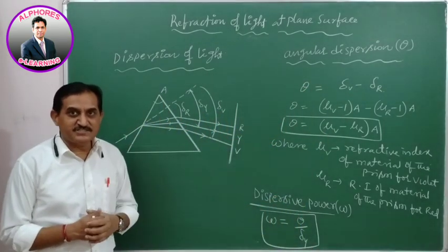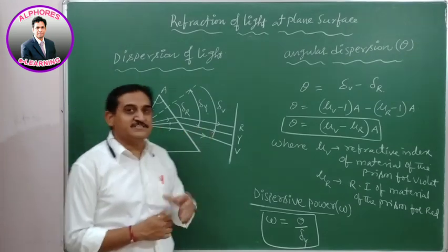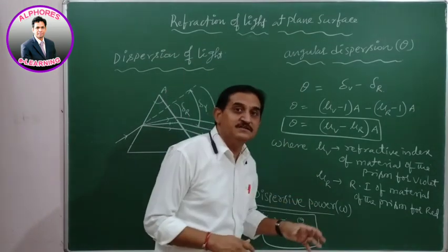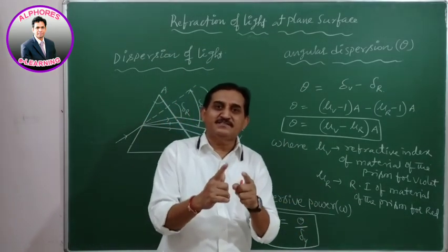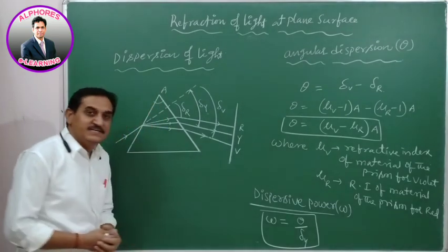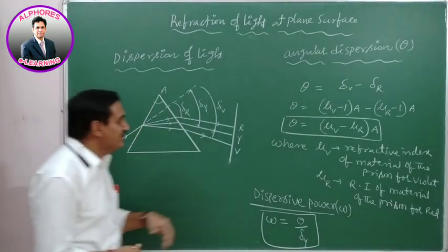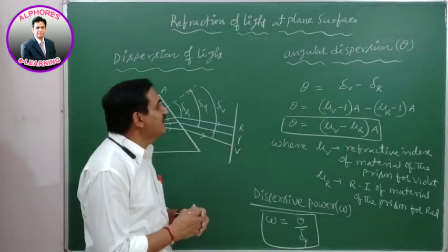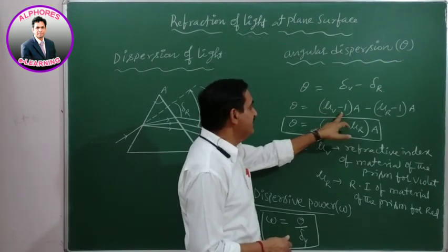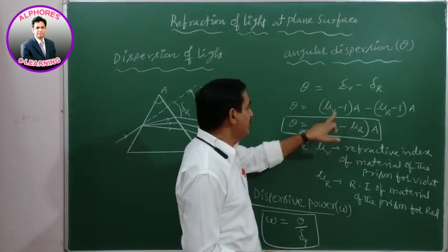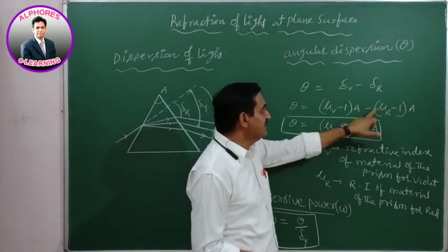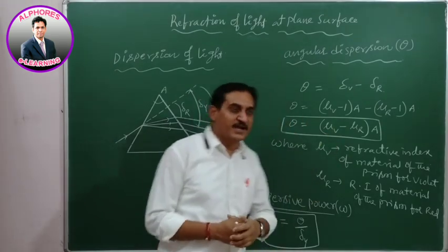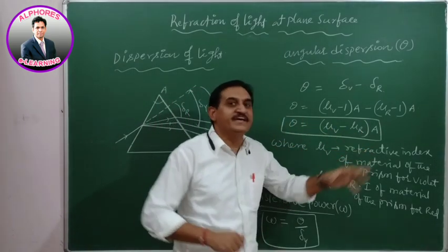Already discussed at this point. Angular dispersion is the angular separation between the two extreme colors in the spectrum produced by the prism. Therefore, theta is equal to delta V minus delta R. As we know, for a small angled prism the deviation formula is mu minus 1 into A. Here, for violet it is mu V minus 1 into A, minus mu R minus 1 into A. After simplifying, you get the angular dispersion formula: mu V minus mu R into A.